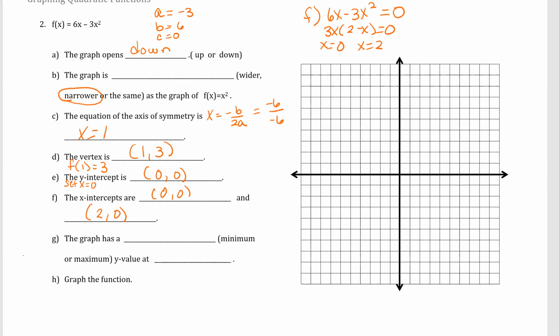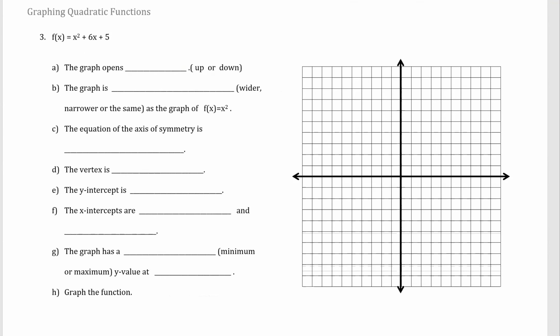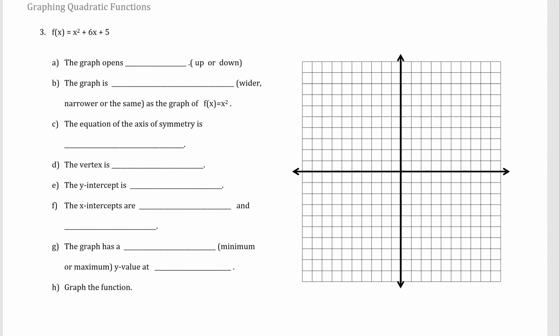Because the graph opens down, we have a max value, and the max value is the y value of your vertex, and that value is 3. You have all the components to graph your parabola. And that's how you do it. Example number 3.